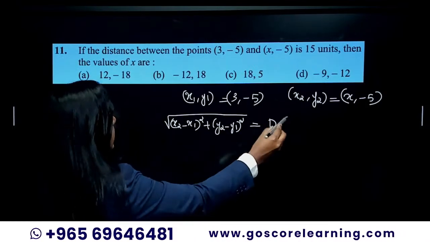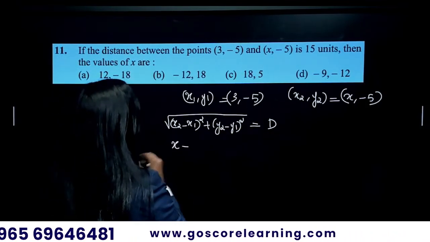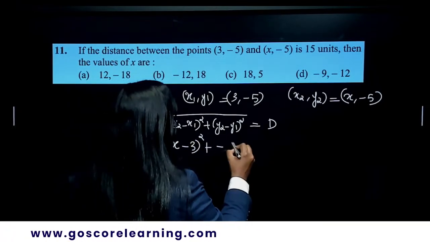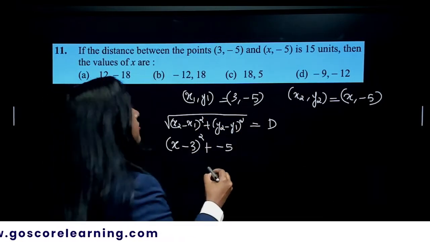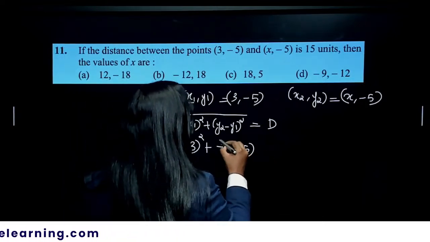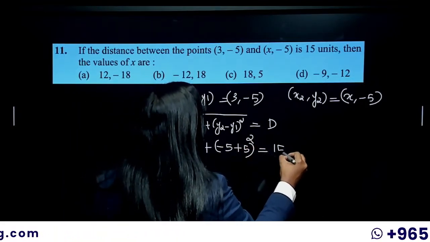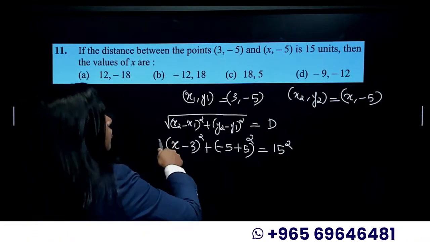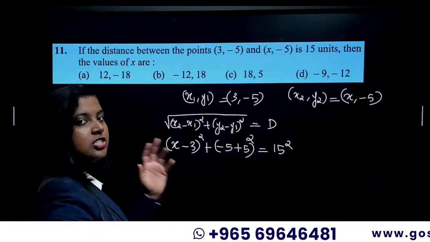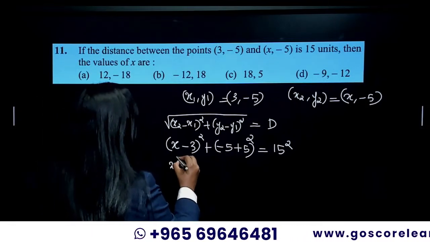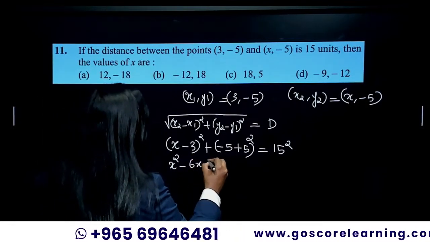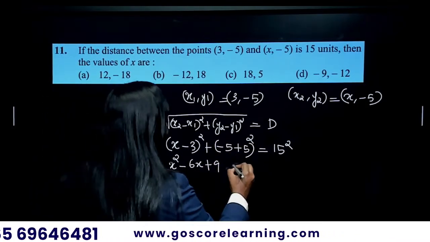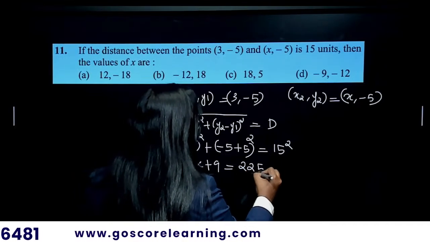So x2 minus x1, here x2 is x minus x1 is 3, the whole square plus minus 5, minus of minus, which is plus, minus 5 plus 5 the whole square is equal to 15 square. What I did is, I squared both sides, so here the root is removed and this will be d square, which is 15 square. So x square minus 6x plus 9, this is going to be 0, minus 5 plus 5 is 0, is equal to 15 square, 225.